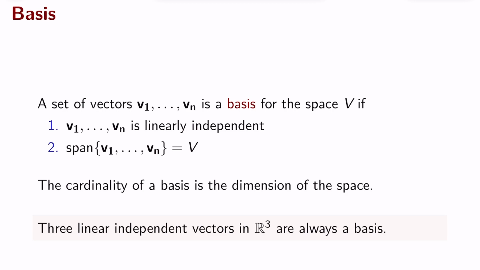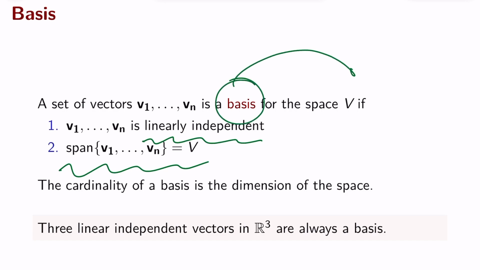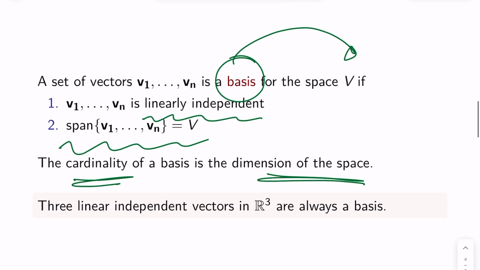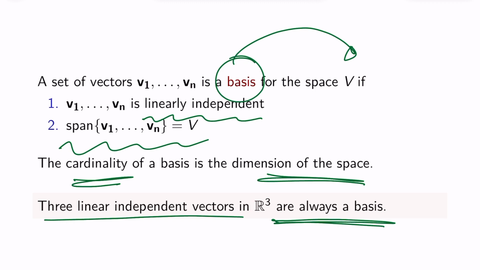So now we're going to say that if this set of vectors spans some space V and is linearly independent, then this set of vectors is a basis for V. The cardinality of a basis is the dimension of the space. So we can say that 3 linearly independent vectors are always a basis in R3. So if we have to decide whether these three vectors are a basis of R3, all we have to decide is if they are linearly independent, because we know that they will span the whole space.